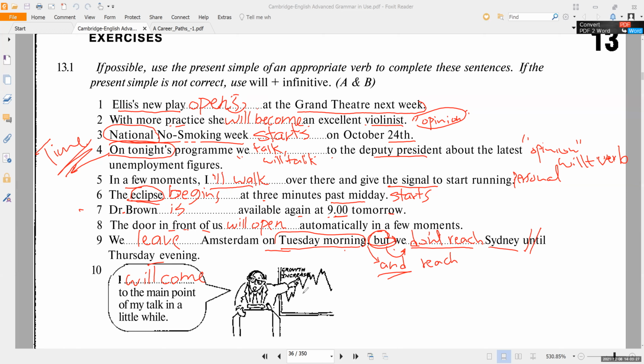Why "I will" here? Because it is a personal view or opinion. Since he is speaking, he does not use the simple present "I come". No: "I will come to the main point of my talk in a little while."